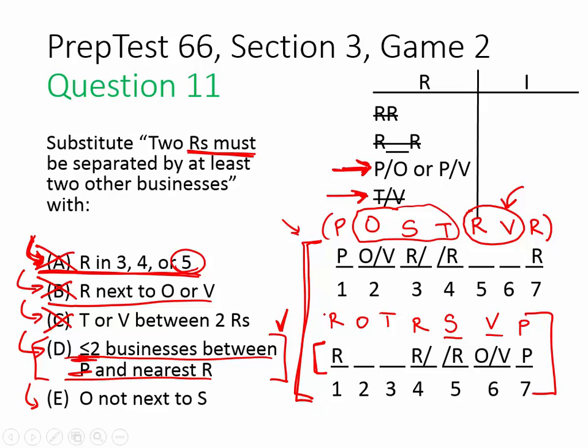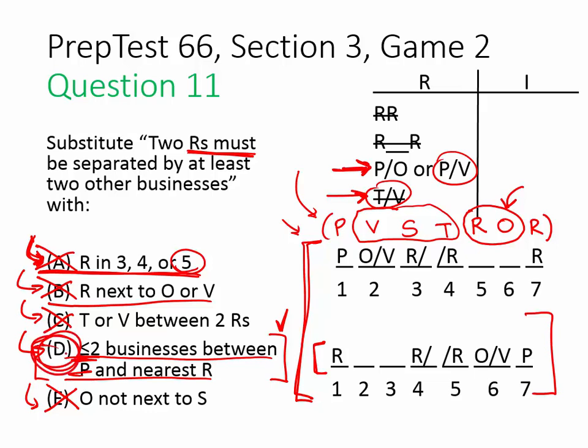So O is not next to S. Well, right off the bat, actually, no, we haven't made this one work yet. So let's go up here to this first example that we made up top here, and let's swap our V and our O. If we put a V here and an O here, now what we see is that O is not next to S, T is not next to V, P is next to V, and we have followed all the rules except the original, and it still doesn't fit within a limited option. So this one doesn't work. That means that D is in fact the correct answer to this question.